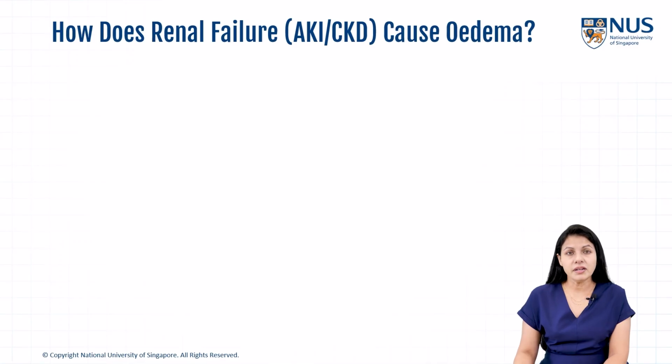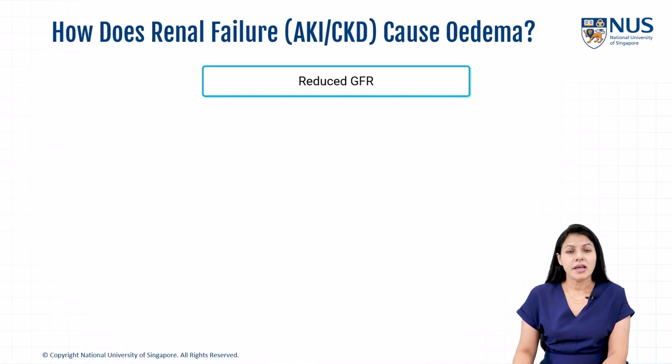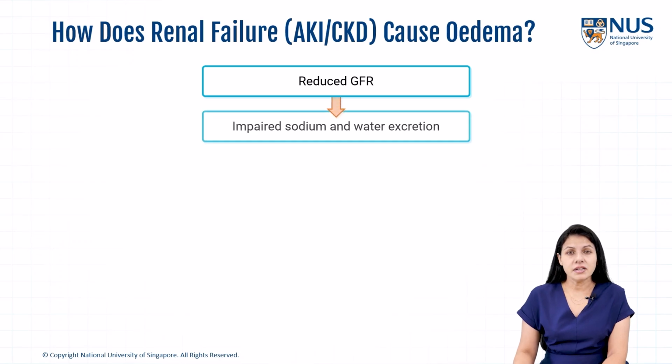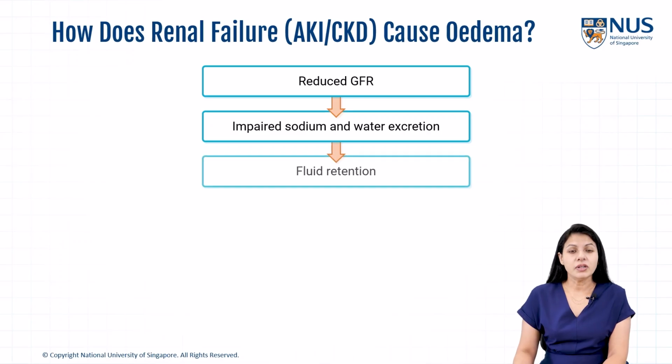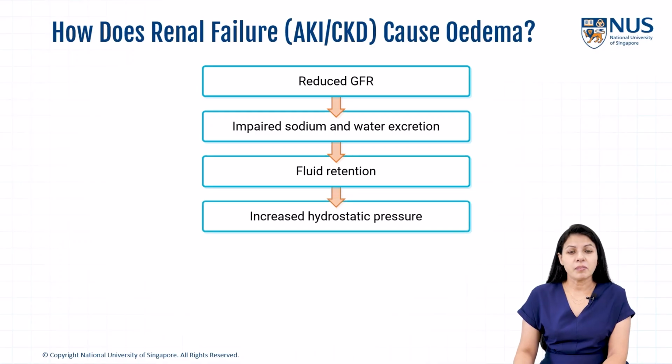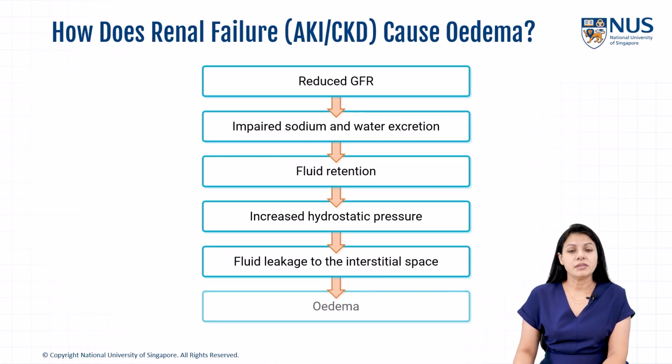Now let's look a bit deeper into mechanisms of edema in specific conditions. So how does renal failure cause edema? In patients with renal failure, the glomerular filtration rate is reduced. This can be in both acute or chronic kidney disease, which impairs sodium and water excretion. And this results in intravascular fluid retention, which increases the hydrostatic pressure of capillaries, leading to edema.